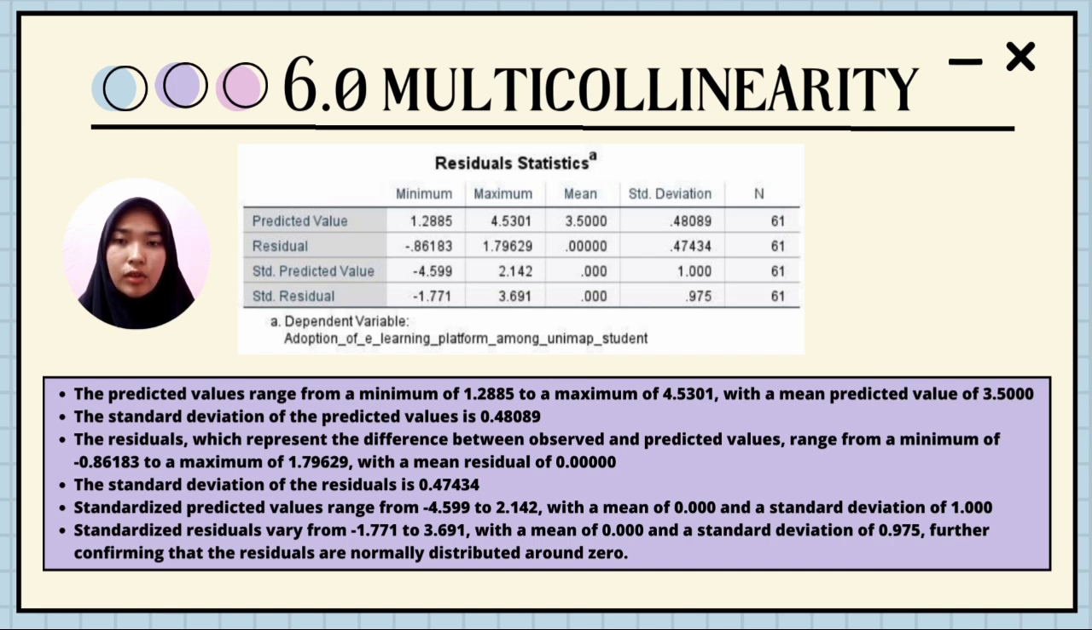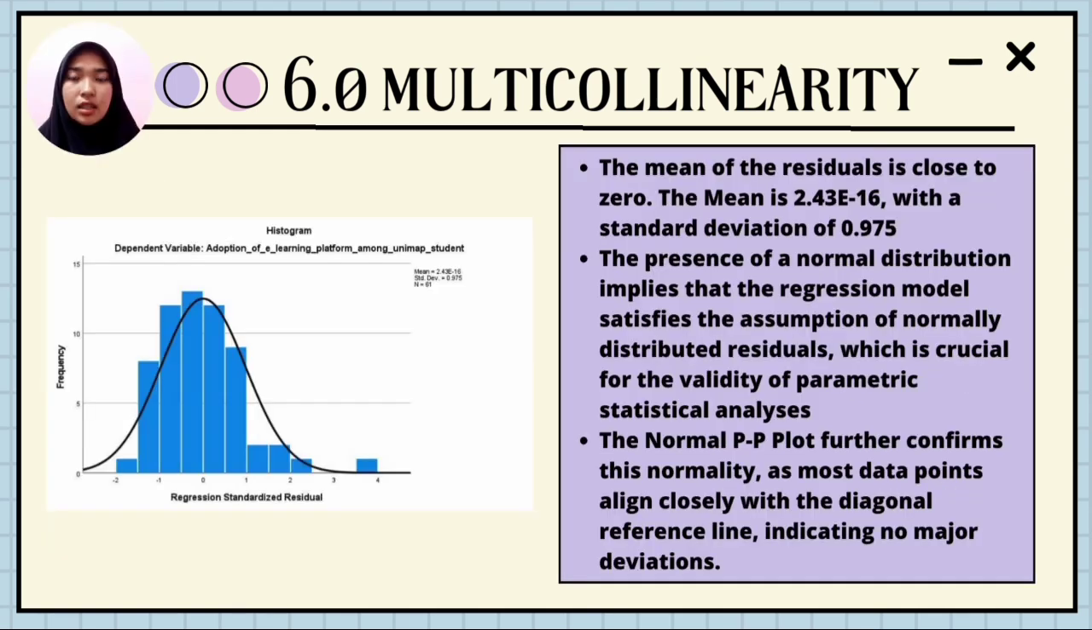Standardized residuals vary from negative 1.771 to 3.691 with a mean of 0.000 and a standard deviation of 0.975, further confirming that the residuals are normally distributed around zero. Lastly, based on the histogram, the mean of the residual is close to zero. The mean is 2.43 E negative 16 with a standard deviation of 0.975.